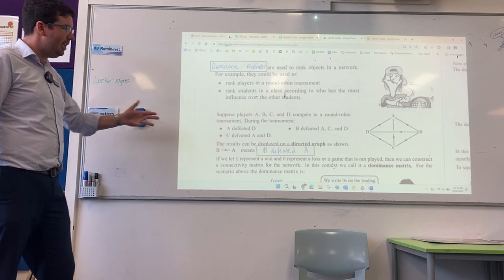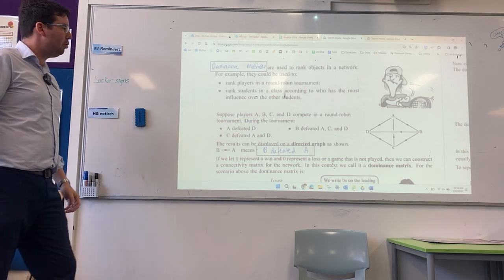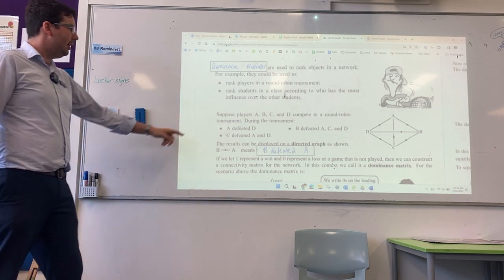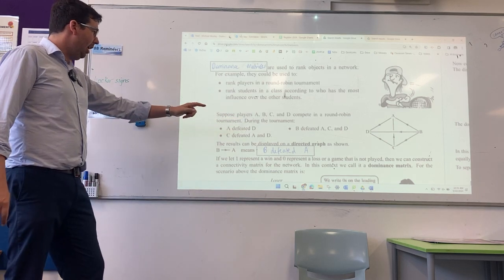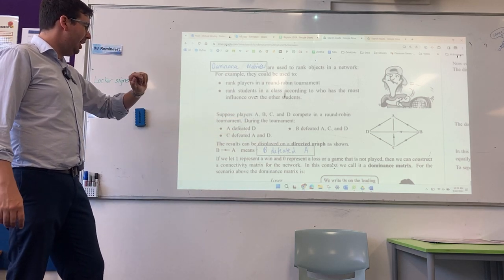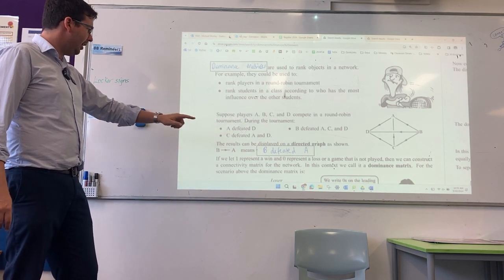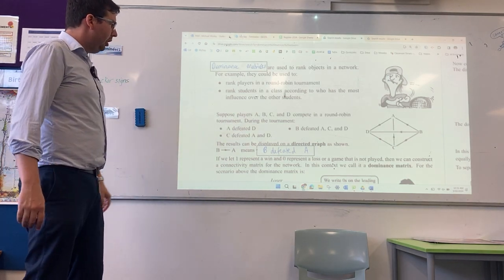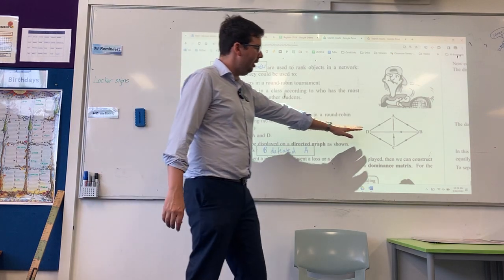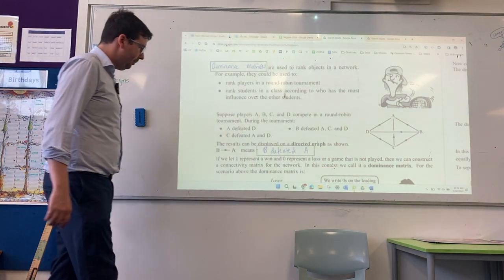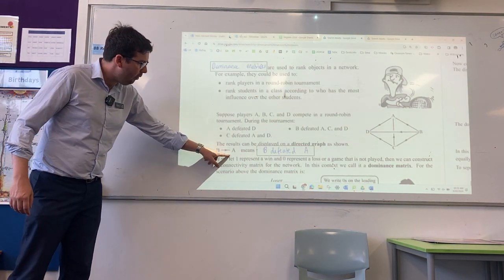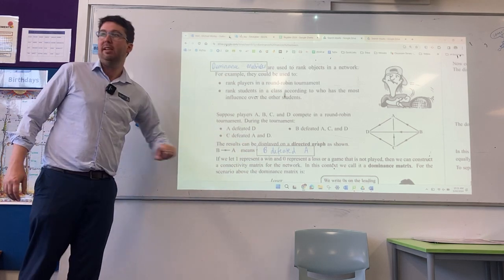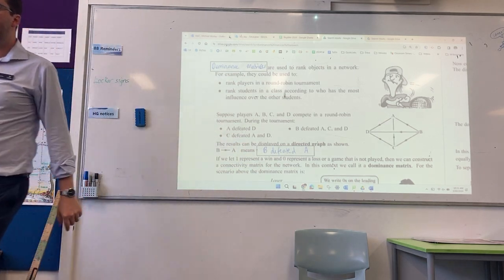Suppose A, B, C and D are competing in a round-robin tournament. During the tournament, Bruce defeated Adam, Charlie, and Dinah. Charlie defeated Adam and Dinah. The results can be displayed in this little directed graph over here. B arrow A means B defeated A. Let's write that down.